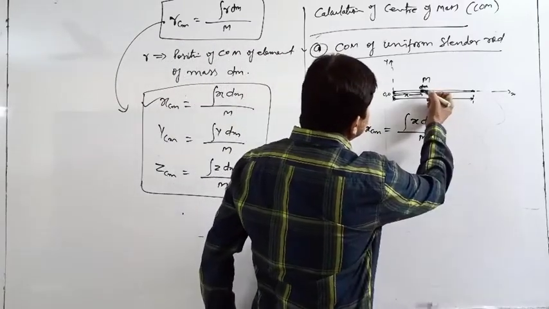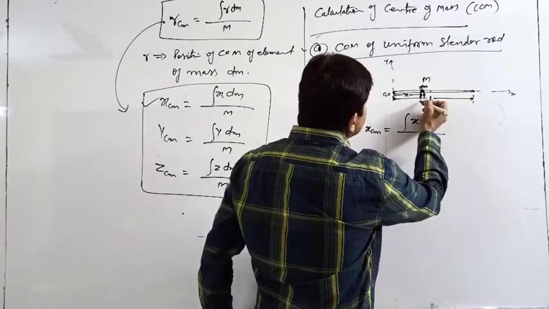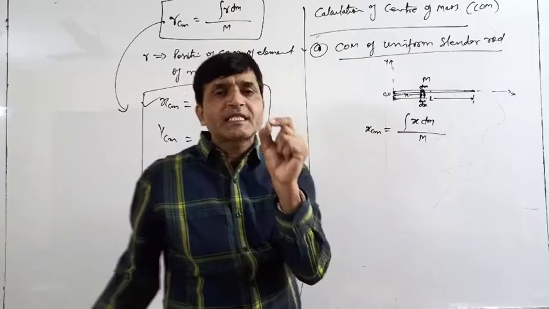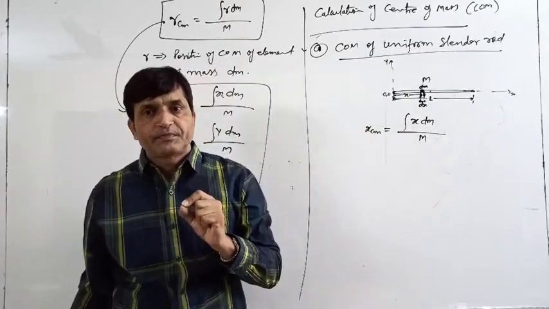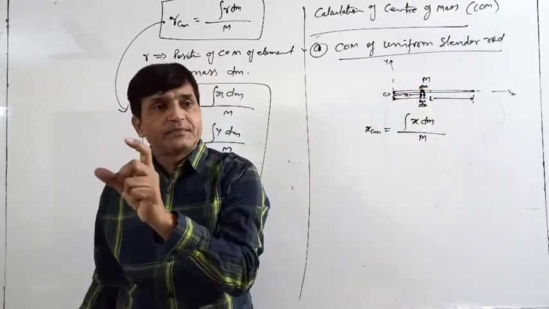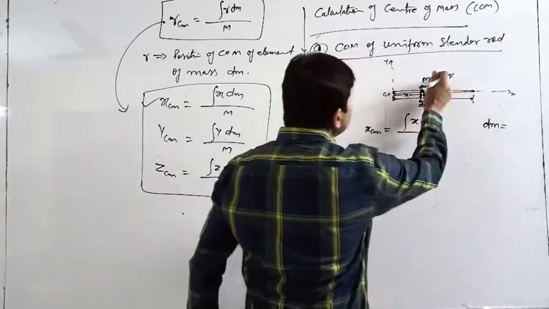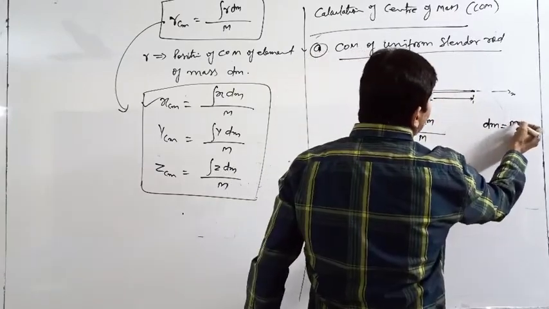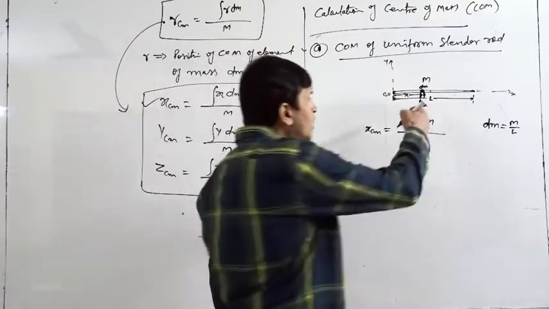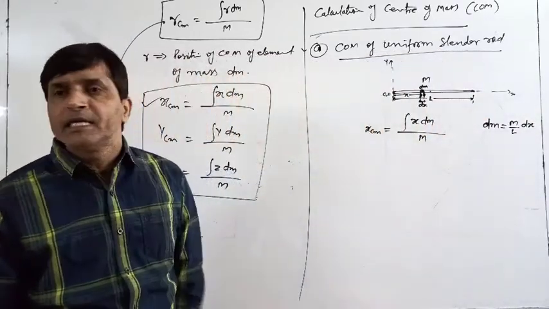See, this is the mass dm. Although it is a small element, the thickness is dx. So dm is the mass of the dx part of the length. So how much can we write dm? Total mass m in length L, so mass per unit length will be m by L. So the mass of dx length will be dm is equal to m by L into dx.